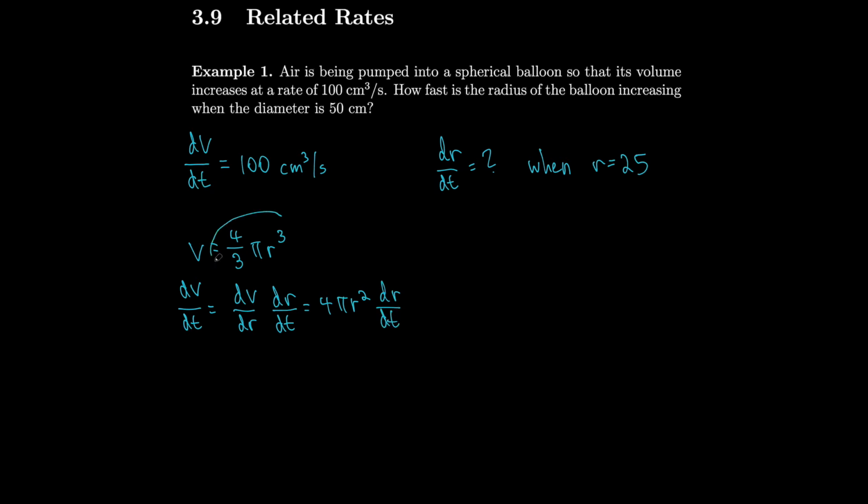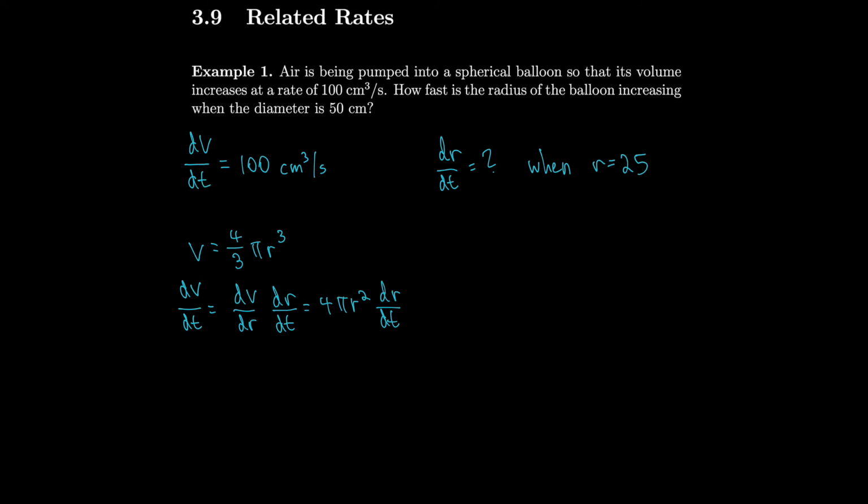Notice that there was no t inside this formula that we have for volume. So when we take the derivative with respect to t, we have to first go through r, which is a function of t. As a result, we have to use the chain rule. We first differentiate with respect to r, get 4 pi r squared, then multiply by the derivative of r with respect to t, which is dr/dt.